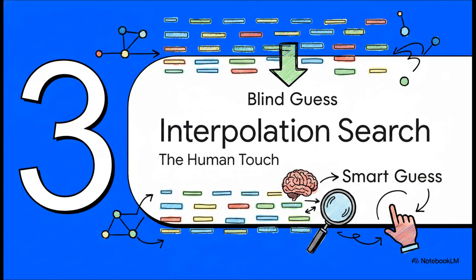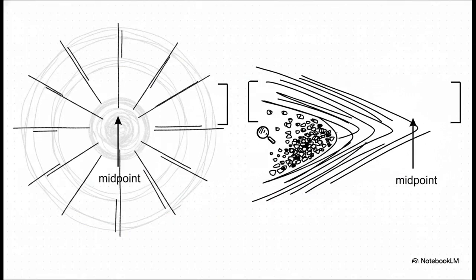All right, part 3, interpolation, the human touch. As great as binary search is, it does have one glaring blind spot. It always blindly guesses the exact middle. And that leads us to our best method. Take a look at the difference here. While binary search obsessively targets the dead center, interpolation search skews its midpoint.